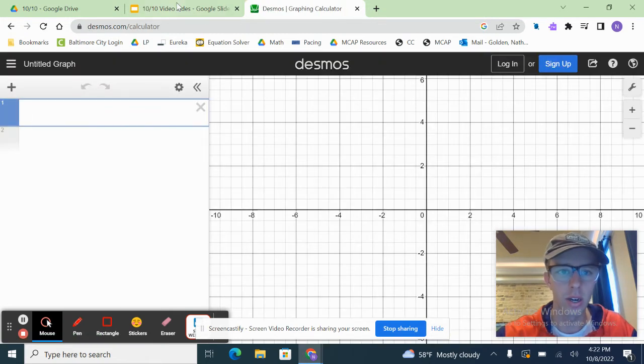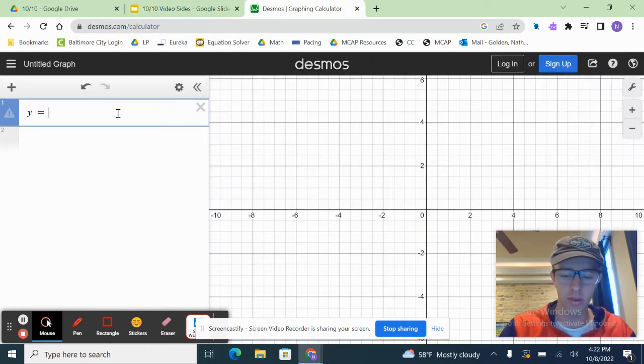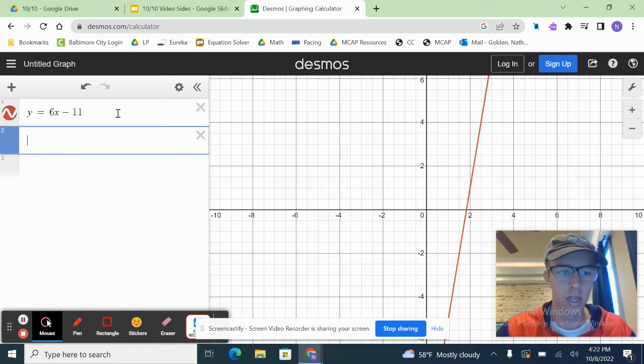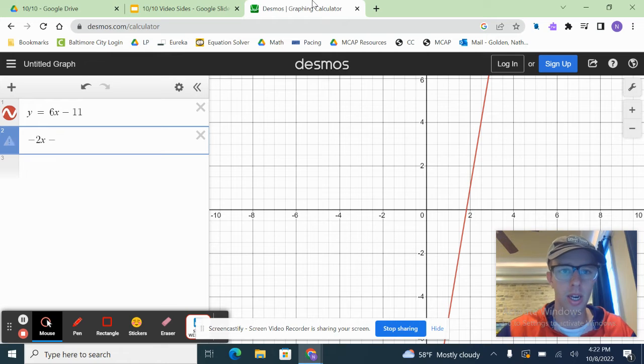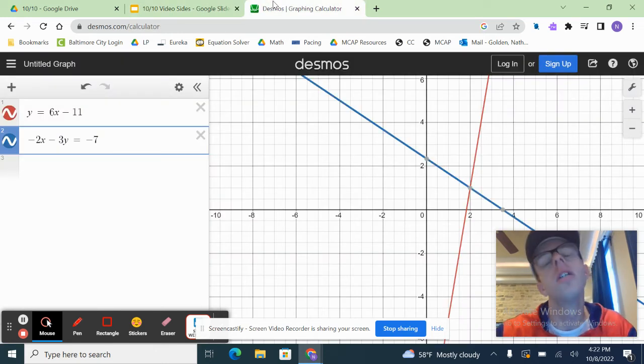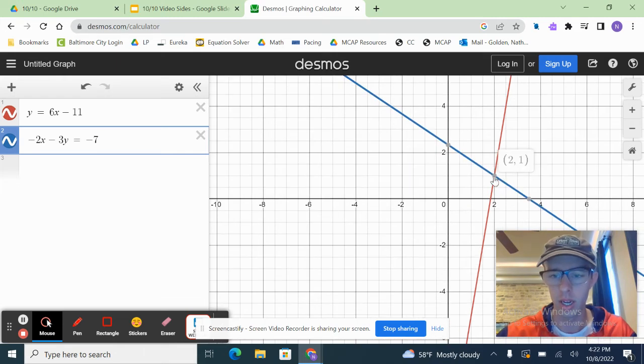All right, and so now I just need to type in my equations. I have y equals 6x minus 11. And my other equation is -2x minus 3y equals -7. Right. So now I've graphed both of these equations. I'm just looking for the point where they cross, where they intersect each other. That point is 2, 1. That is the solution to this system of equations. It's 2, 1, where the x value is 2 and the y value is 1.